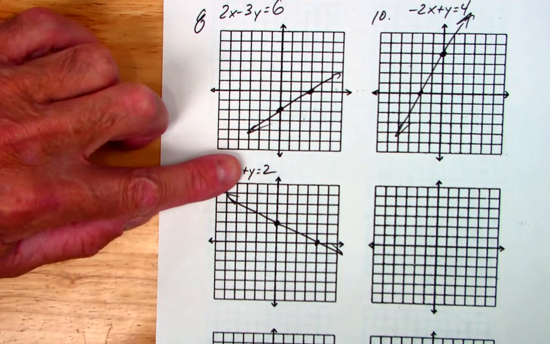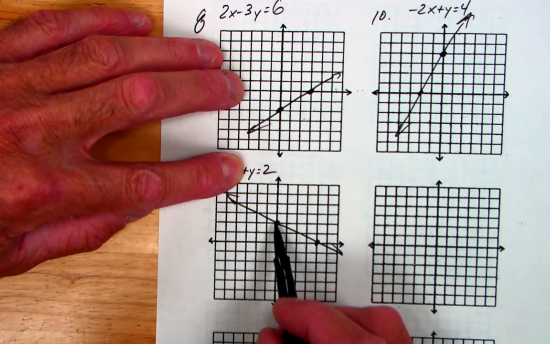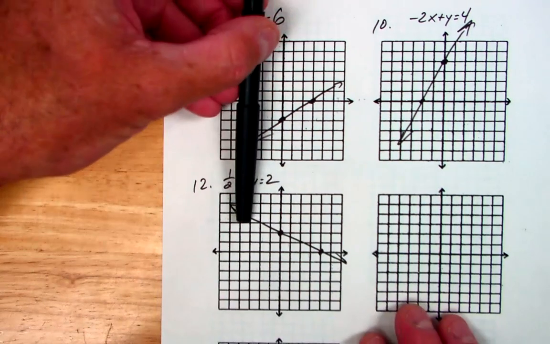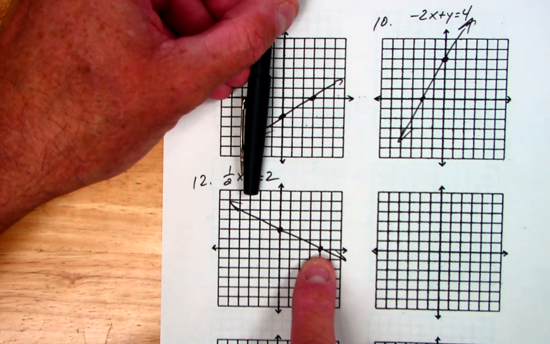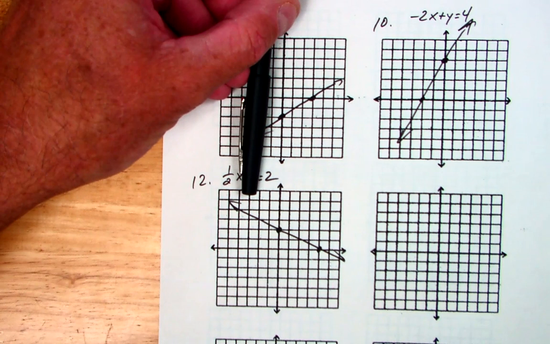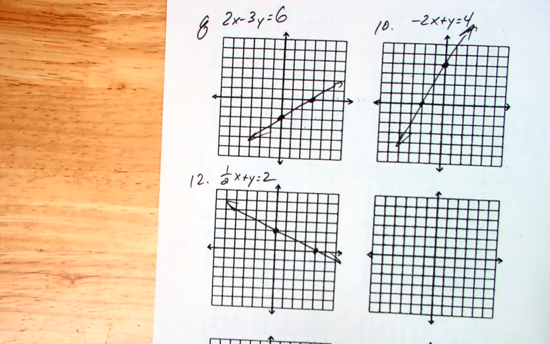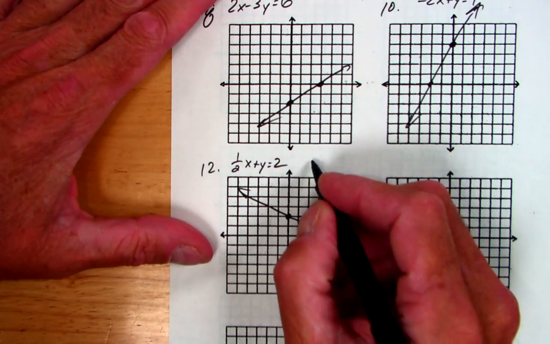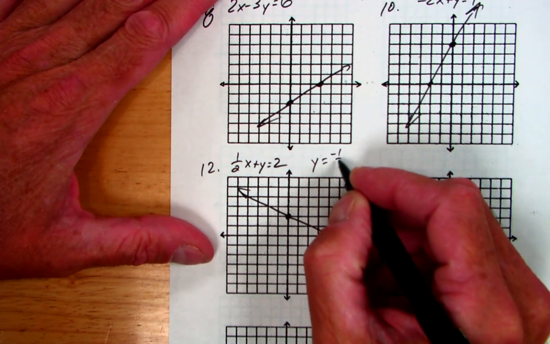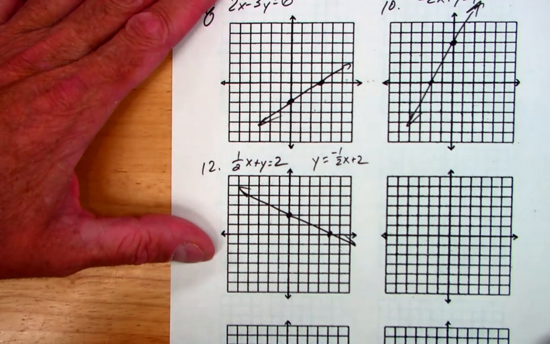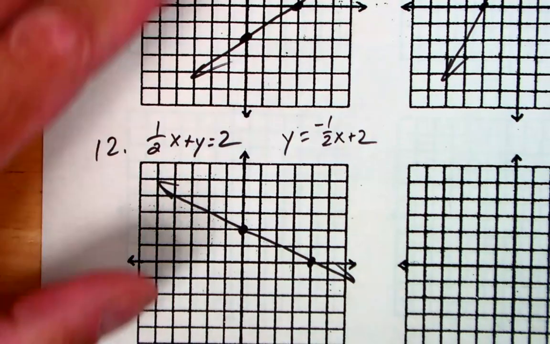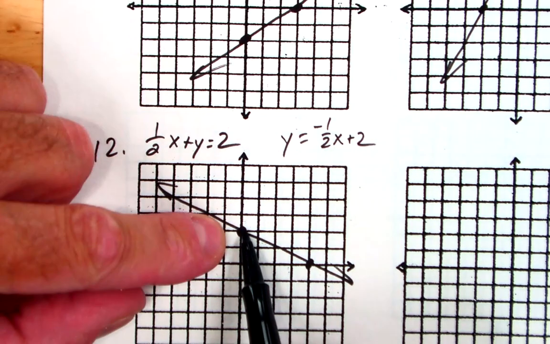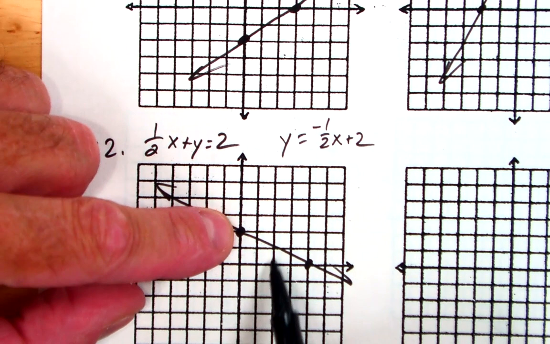So if I plug in 0 for x, that'll give me my y-intercept, which is 2. If I plug in 0 for y, 1/2 of what gives me 2? 4. And then we can graph that. Okay? So do you have to do it that way? No, you don't. You could also get y by itself by subtracting 1/2 x from both sides. And then we would start at my y-intercept of 2, and from there, I'd go down 1 over 2, down 1 over 2.